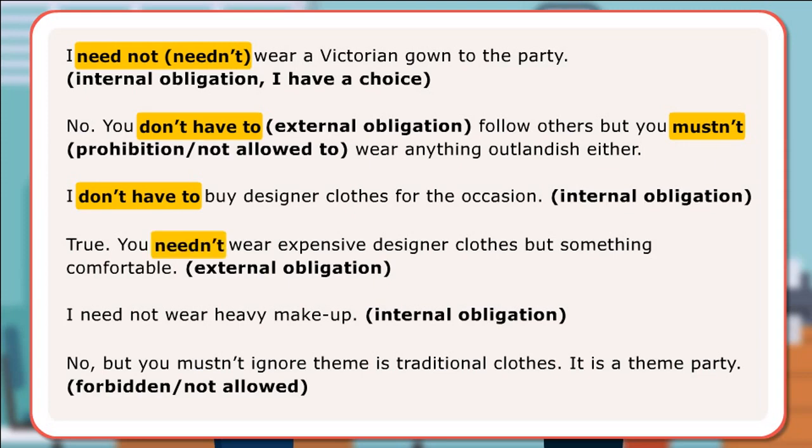True, you need not wear expensive designer clothes, but something comfortable. I need not wear heavy makeup. No, but you must not ignore the theme is traditional clothes. It is a theme party.